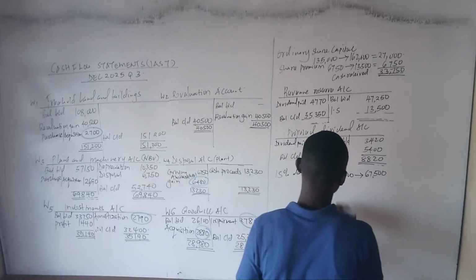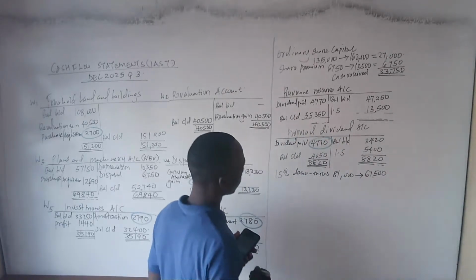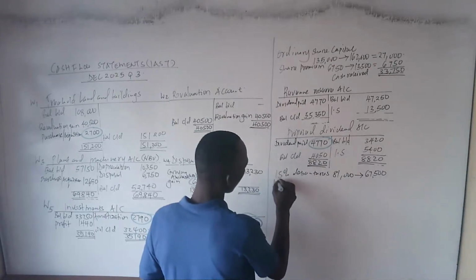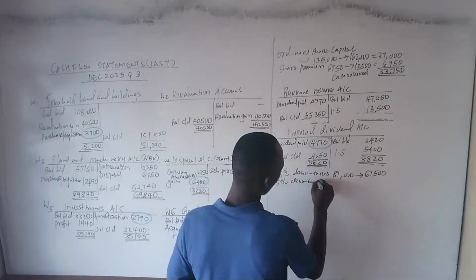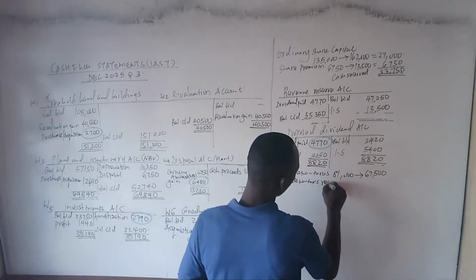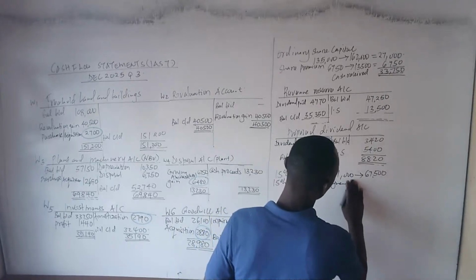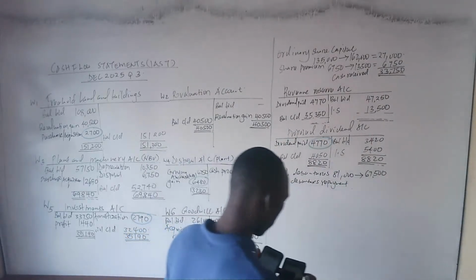67,500. The reason that can make the debentures to decrease at the end of the year is because of repayment. So we have 15% debentures, repayment. How much was paid is the difference. The difference is the amount which was settled or paid.